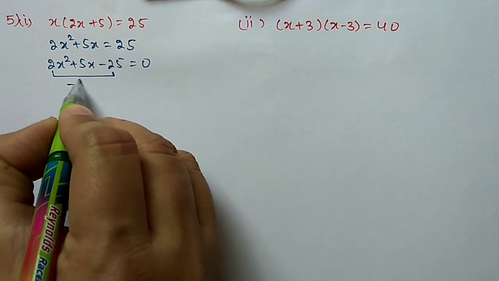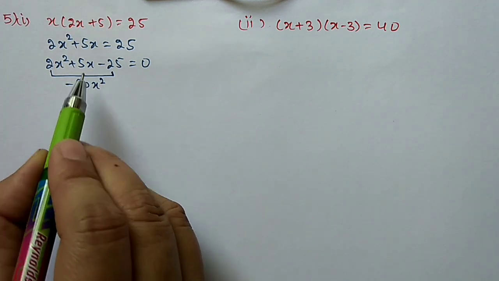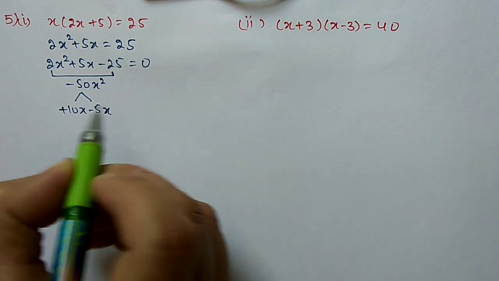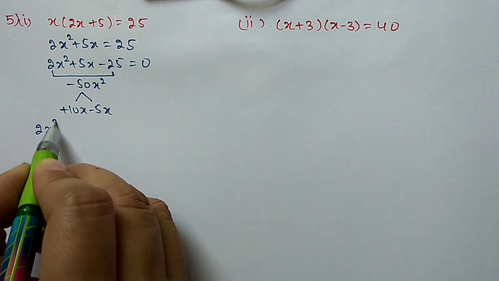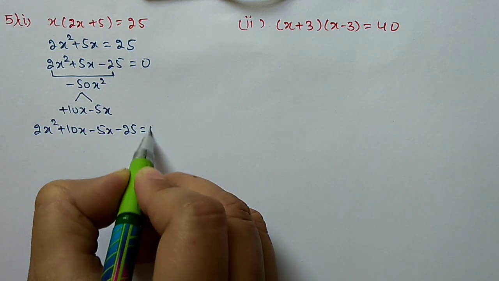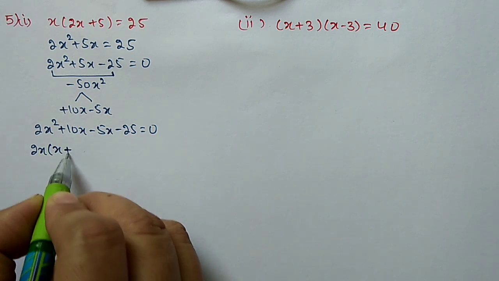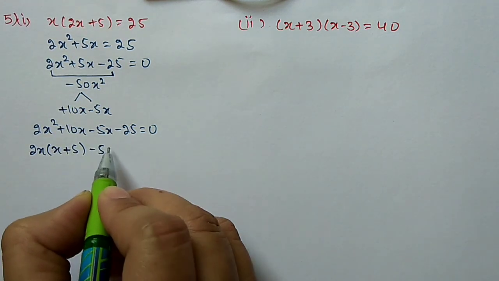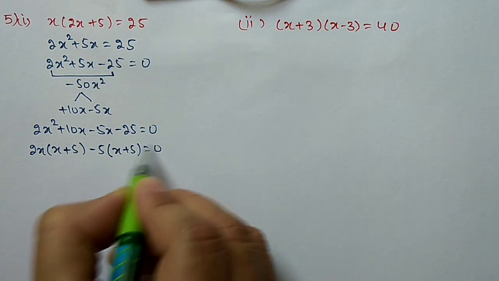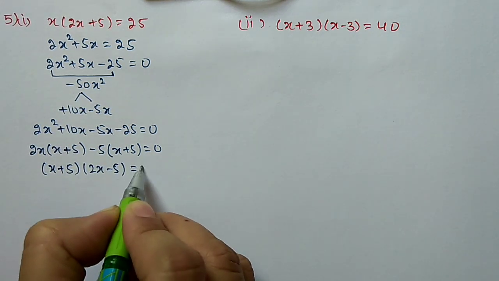Multiply first and last: minus 50x square. We have to find factors of minus 50 such that after subtraction 5 should come. So 10x minus 5x. Replace the middle term: 2x square plus 10x minus 5x minus 25 equal to 0. Here we can take 2x as common, then we have x plus 5, and here we can take minus 5 as common, we have x plus 5 inside the bracket. So x plus 5 is the first bracket and 2x minus 5 is the other bracket.